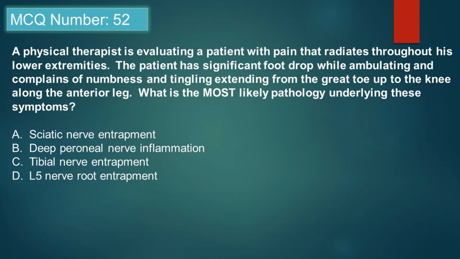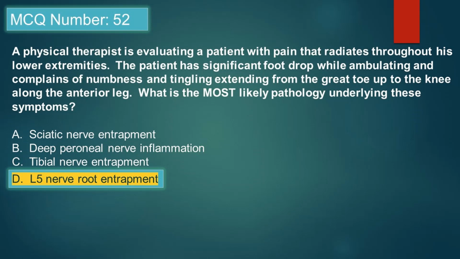Option A, sciatic nerve entrapment. Option B, deep peroneal nerve inflammation. Option C, tibial nerve entrapment, and option D, L5 nerve root entrapment. And the correct answer is option D, L5 nerve root entrapment.